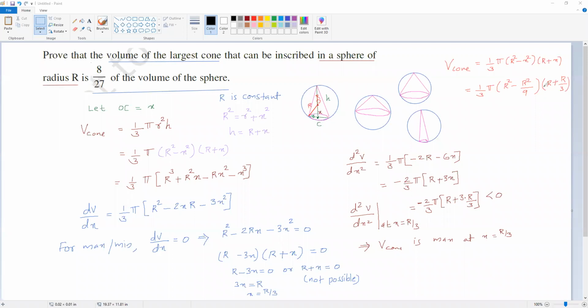So which is equal to 1 by 3 pi, 9 r square minus r square, 8 r square divided by 9, into 3r plus r, 4r by 3.